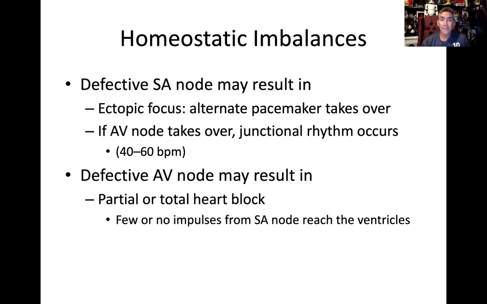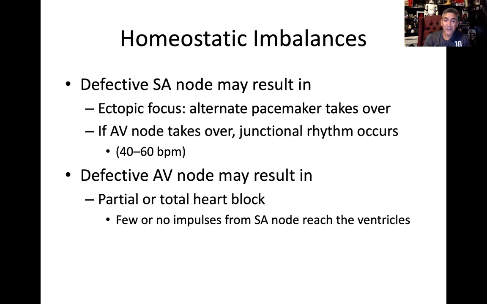So we've talked a little bit about this. If we have a defective SA node, if we're no longer in sinus rhythm, another part of the electrical conduction system takes over. Our first option would be the AV node. So if we're not in sinus rhythm, 75 beats per minute, and we're in AV node dominance, we call that junctional rhythm. Once that occurs, we're going to be between 40 to 60 beats per minute. Around 50 is the average.